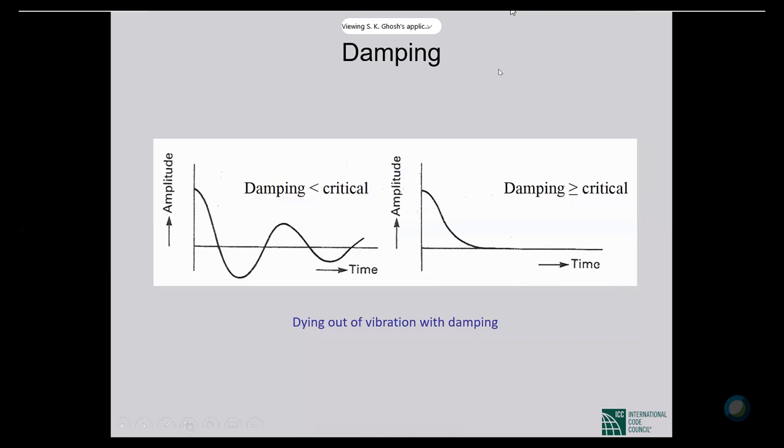So in a structure, the main source of damping is the damage. So the building goes back and forth in the earthquake.